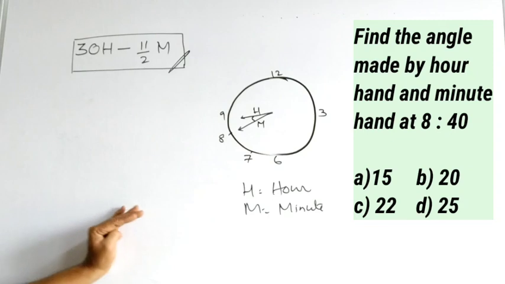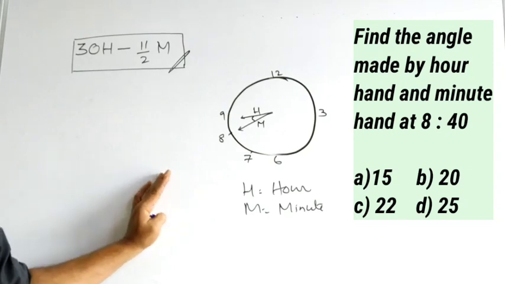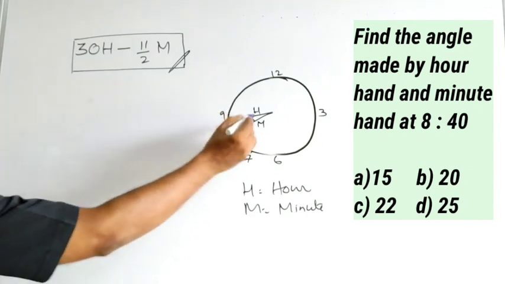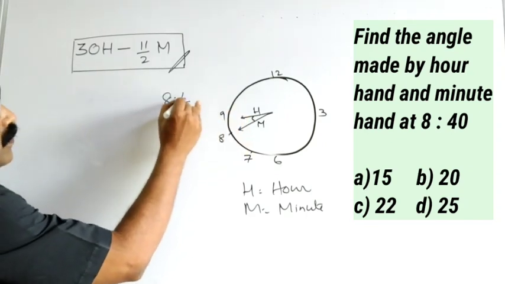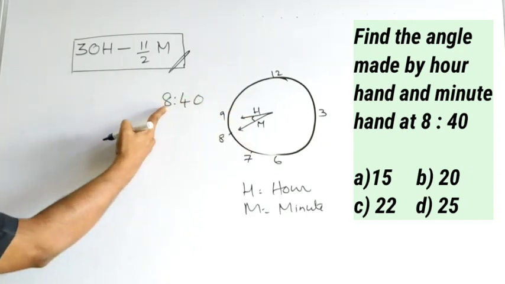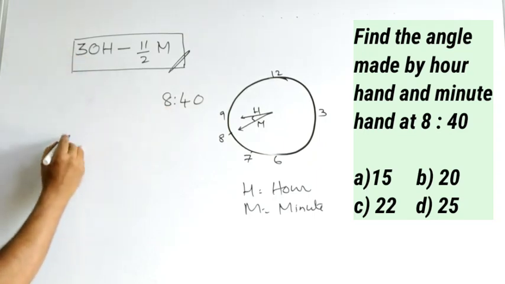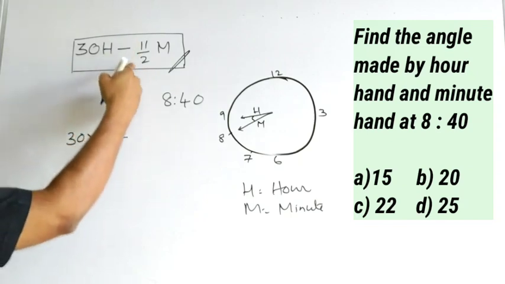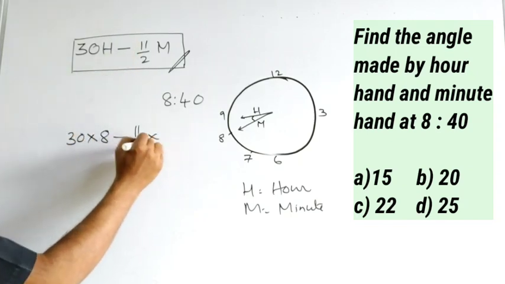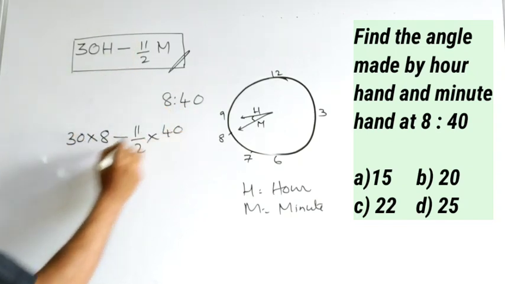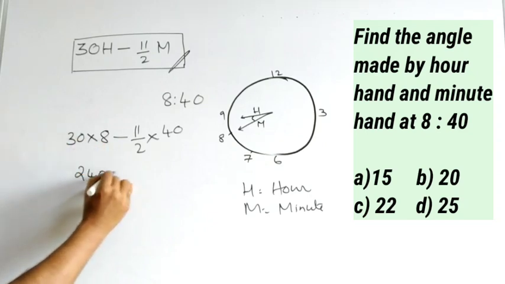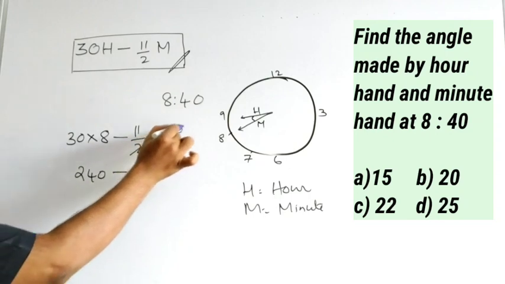Now what's the question given here? Find the angle between the two needles when the time is 8:40. Here the time is 8:40. So the hour is what? The hour is 8. So multiply that here. 30 into 8 minus 11 by 2 into minute, which is 40. 30 into 8, 3 8s are 24, 240 minus, cut this 2 and 40.